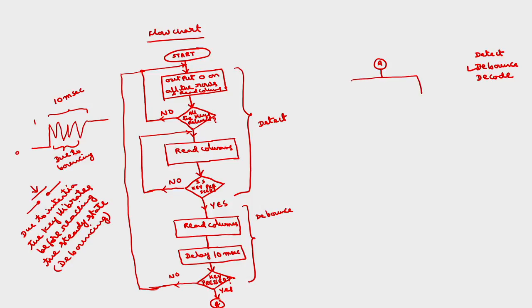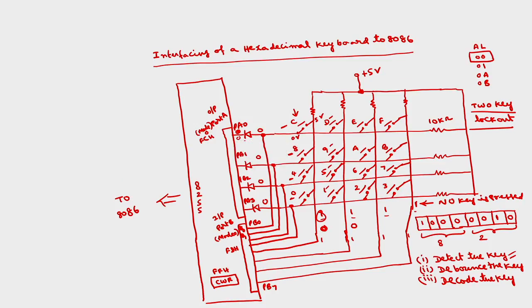Before that, to decode, I'll output 0 on one row. Suppose I output a 0 on this row and check these 4 columns. If I get 0 here, what does it mean? In the first row and first column, 0, and if the remaining 3 are 1s, then key C is pressed. If I get 1 here and 0 0 0, then key D is pressed.